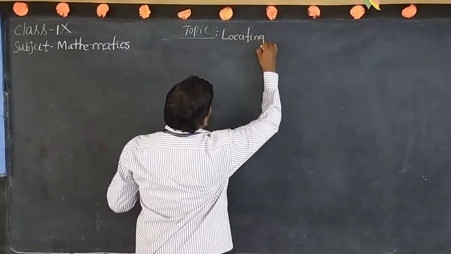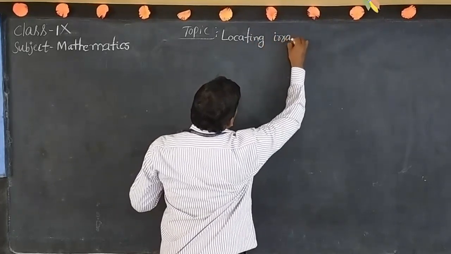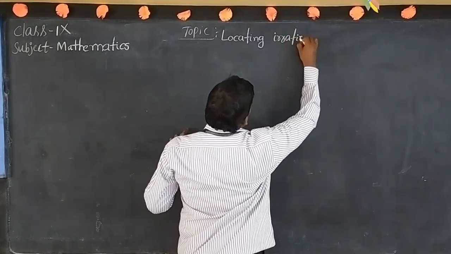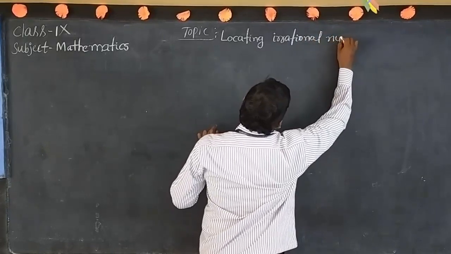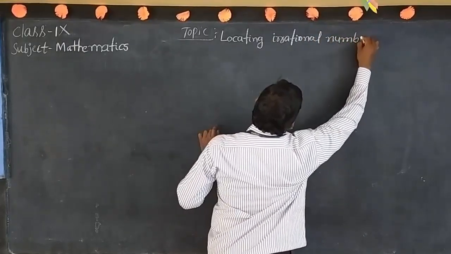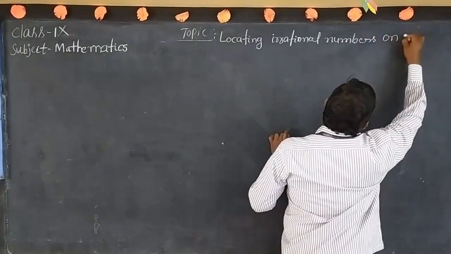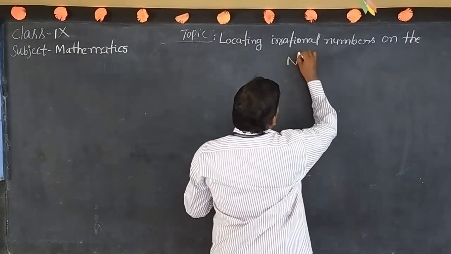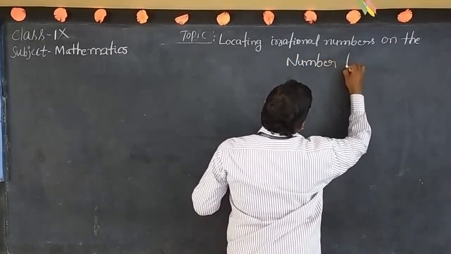Locating irrational numbers, locating irrational numbers on the number line.